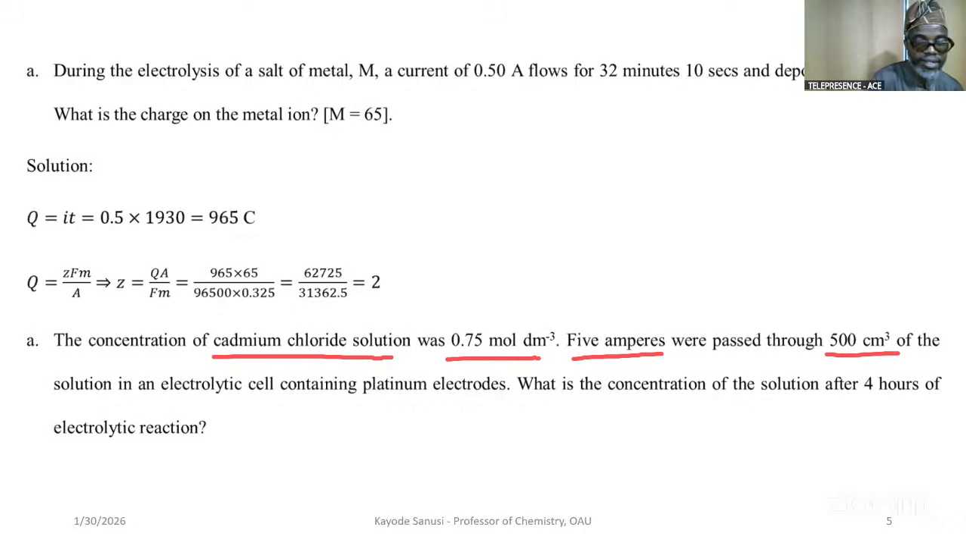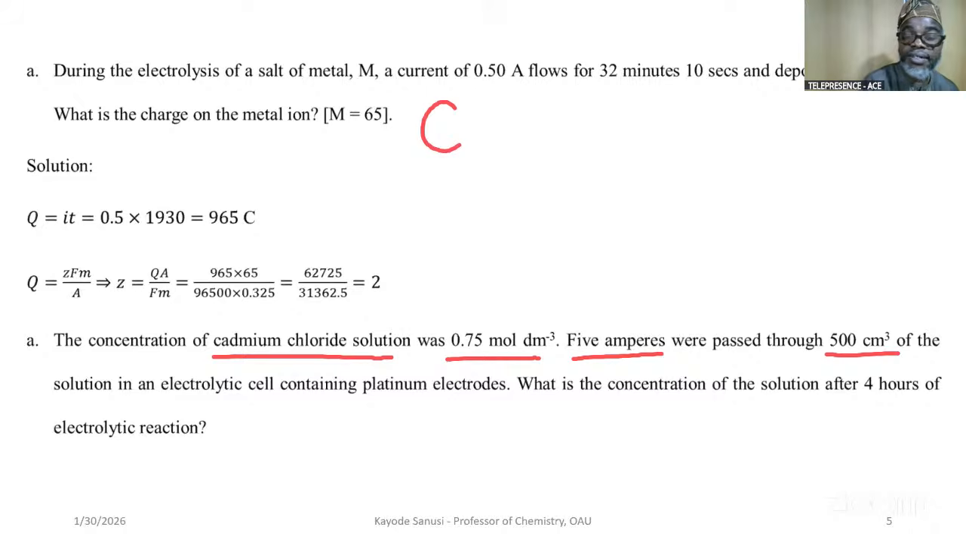In an electrolytic cell containing platinum electrodes, so the electrodes were platinum material, what is the concentration of the solution after 4 hours of electrolytic reaction? The first thing we need to do is to determine how many moles of the cadmium ion or chloride ion were present at the beginning.